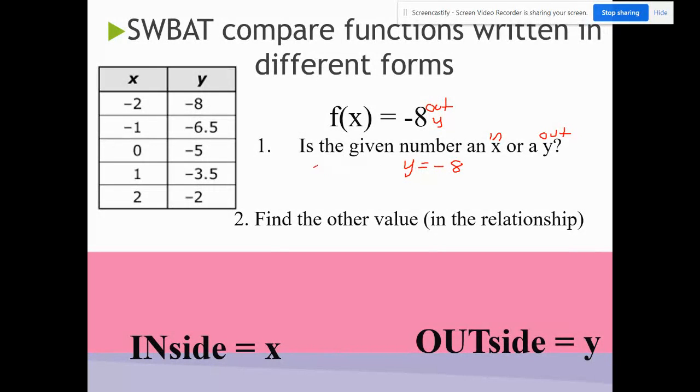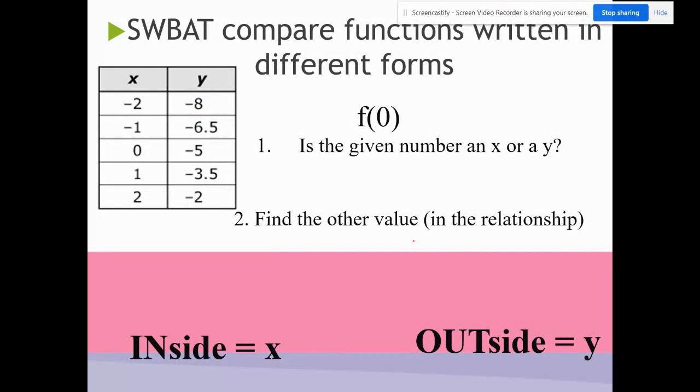I'm going to look at the table to figure out if I can see what the x value is. So I'm going to go to the y side right there. Oh, my first set of data. The y here is -8. That is in a relationship with -2. So I have to write it in relationship form, -2 comma -8.